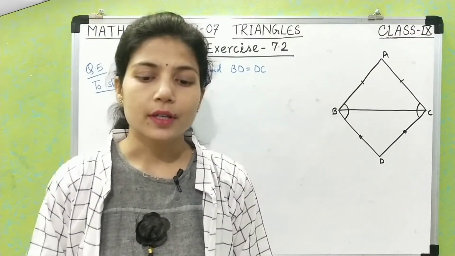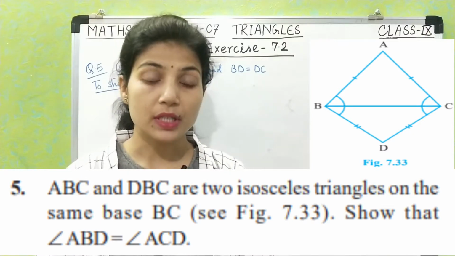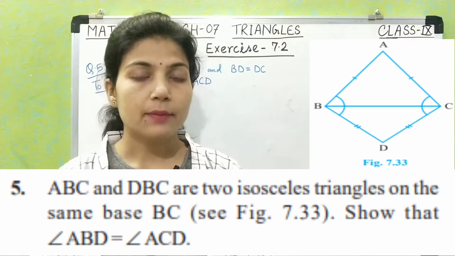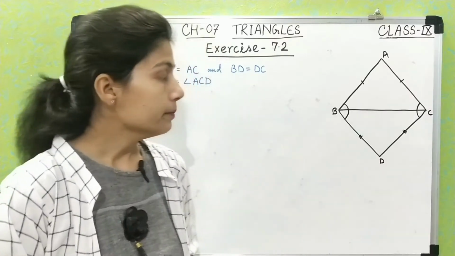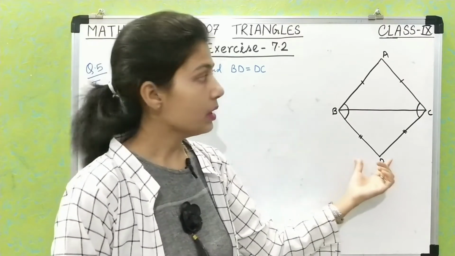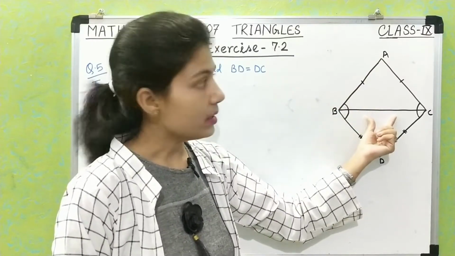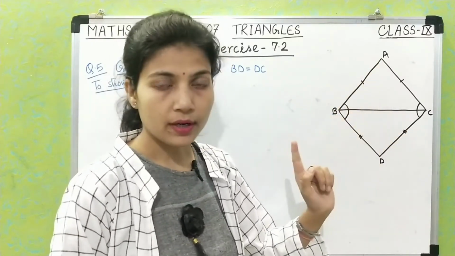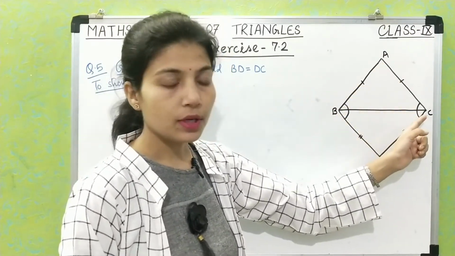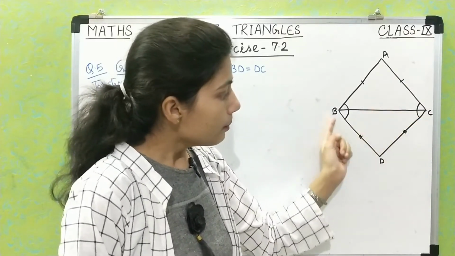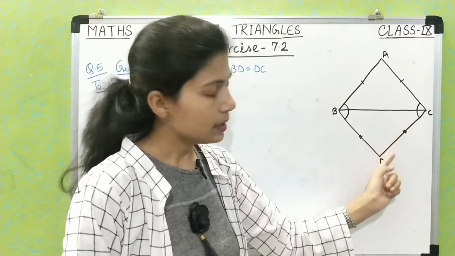So question number 5 is: ABC and DBC are two isosceles triangles on the same base BC. Show that angle ABD is equal to angle ACD. In this question the figure has two triangles sharing the same base. Here ABC is one isosceles triangle in which the equal sides are AB and AC. And the second triangle is BCD, which also has two equal sides, BD and CD.